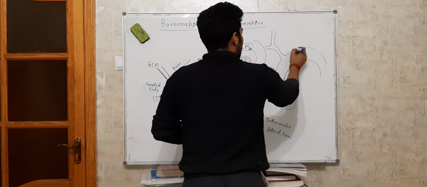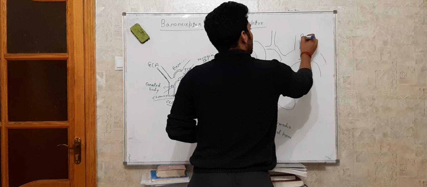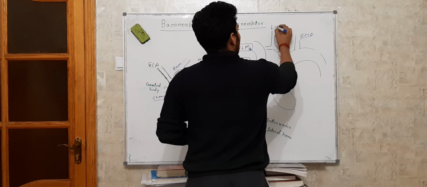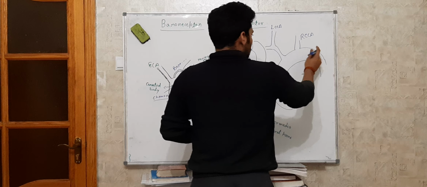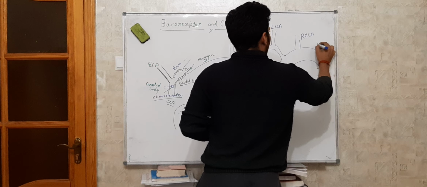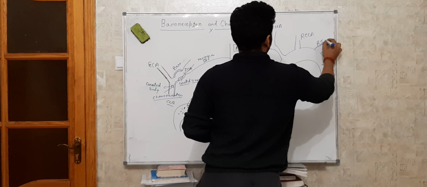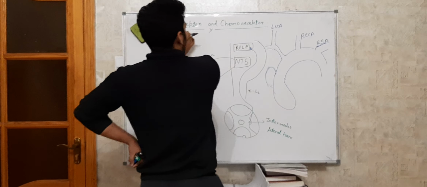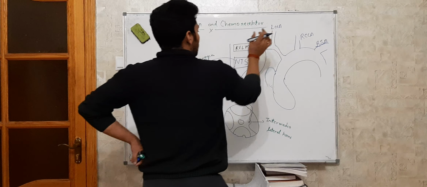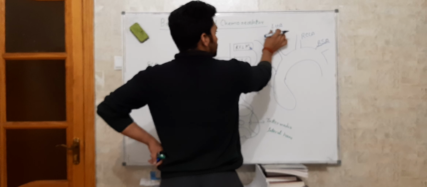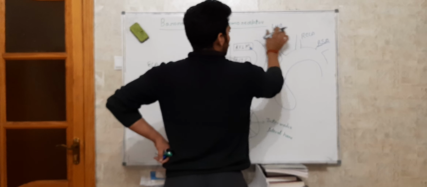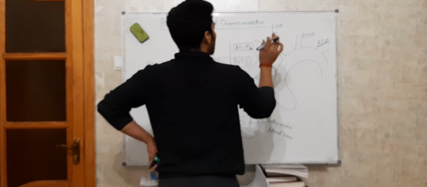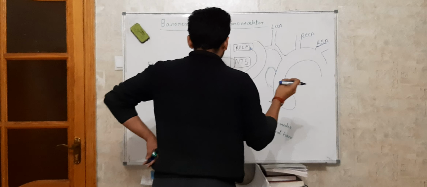This one is the left common carotid artery. This one is the right common carotid artery, and this one is the right subclavian artery. So the baroreceptors are present in the bifurcation of the common carotid artery, in both the left and right common carotid arteries. The carotid body is present like that.